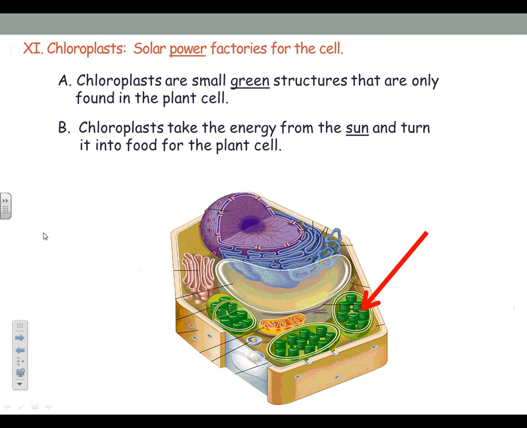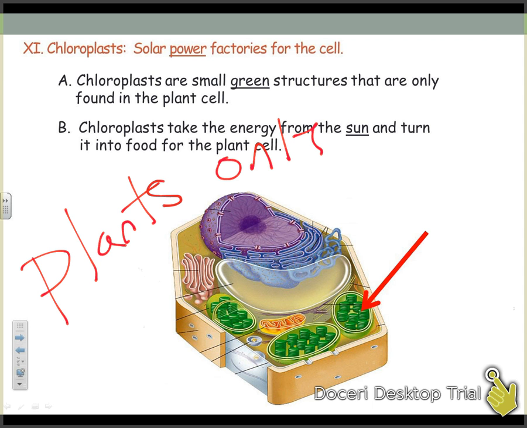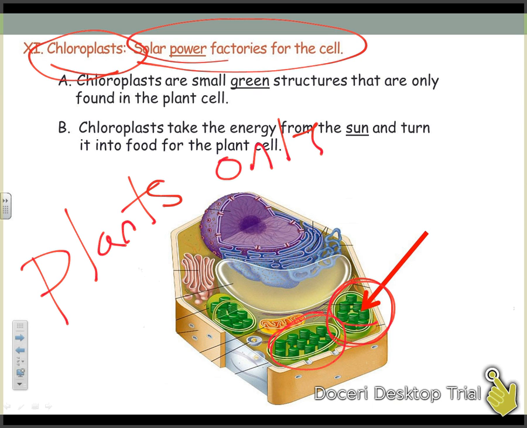Okay, another structure that we find in plant cells only, and I'll say plants only, is the chloroplast. Chloroplasts are the solar power factories of the cell. They're the green structures here. They're responsible for the photosynthesis process where they take in light and transform that into food. They take that light energy and transform it into food energy for the plant cell. These are only found in plant cells.